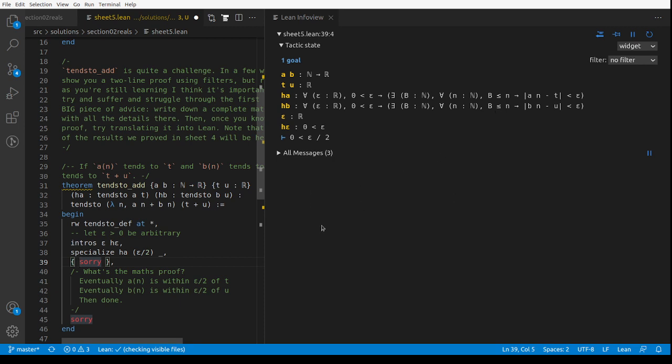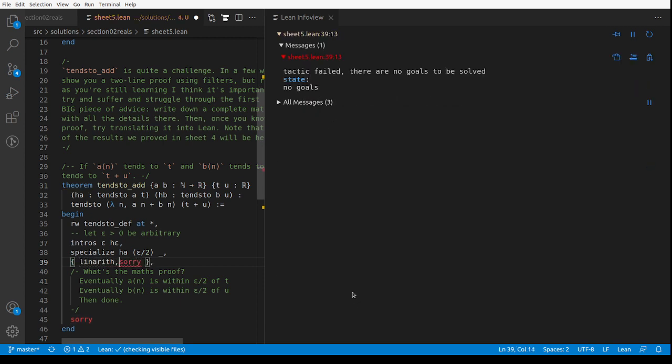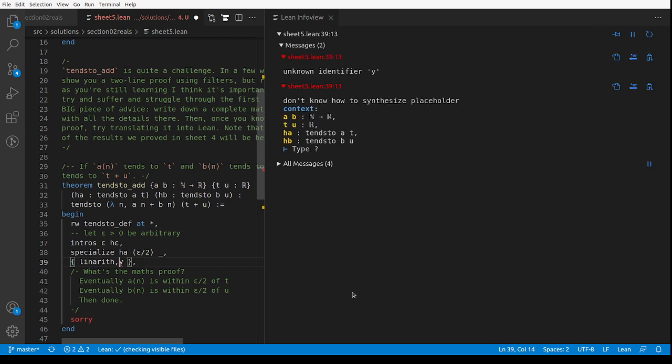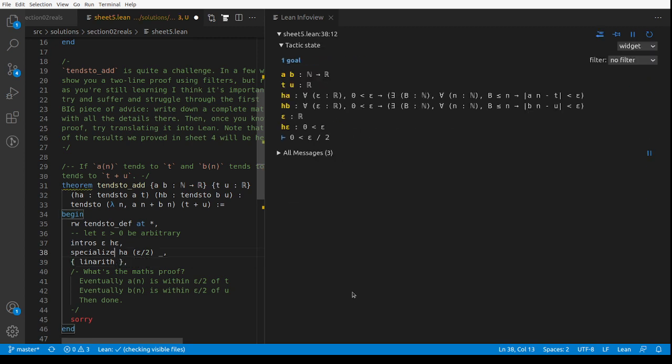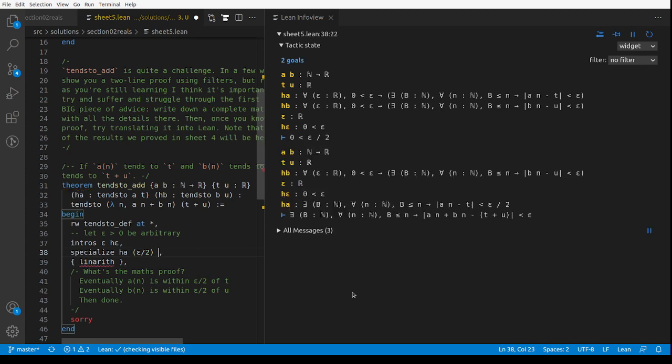And how are we going to prove that goal? Well, this is an inequality. I guess it is linear, even though I'm dividing by 2, it's still linear because 2 is a constant. If I had epsilon divided by delta, linarith wouldn't work. Linarith works fine to solve that goal. You know, Lean's linear arithmetic tactics. So let's put linarith here.